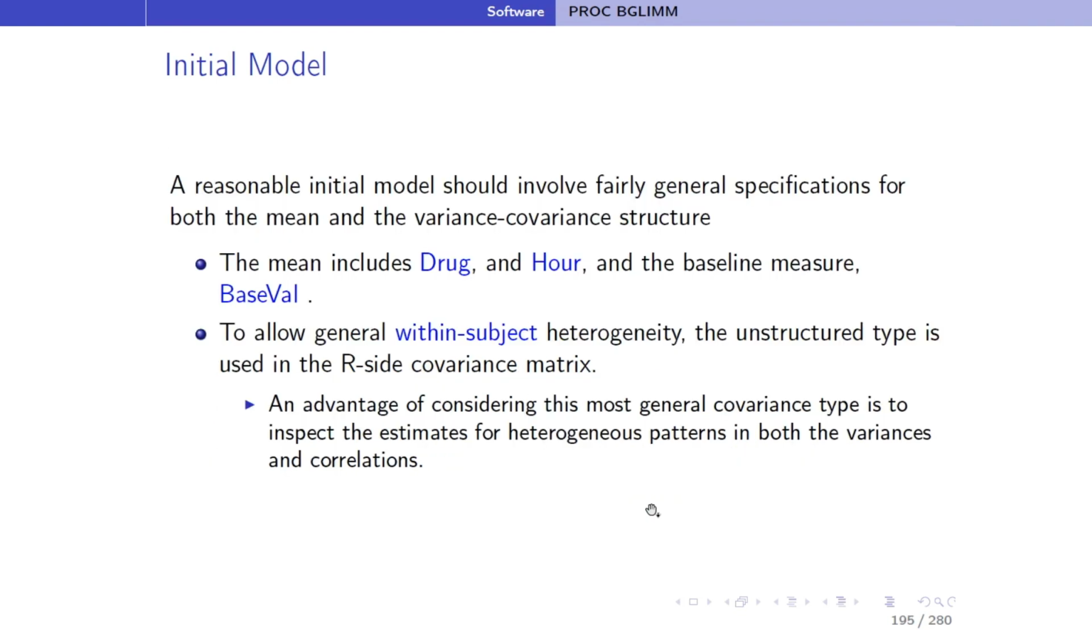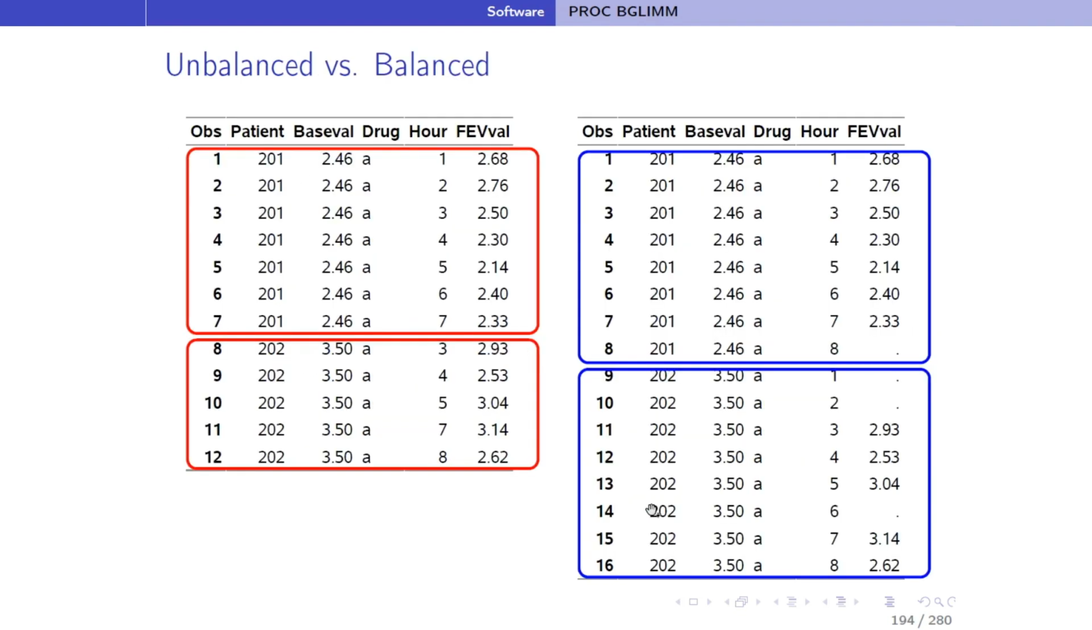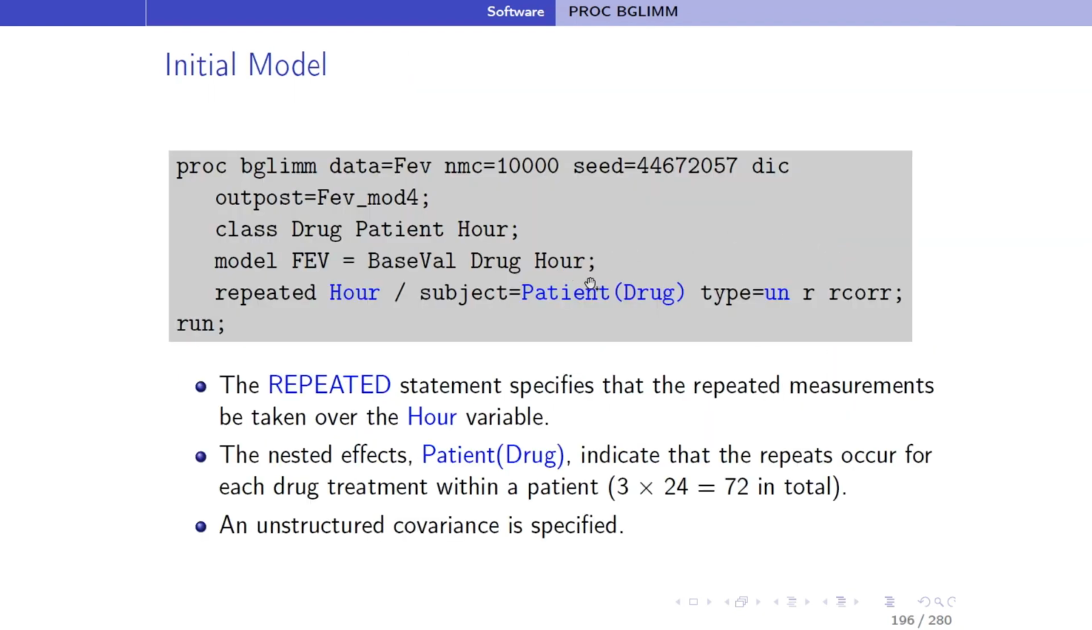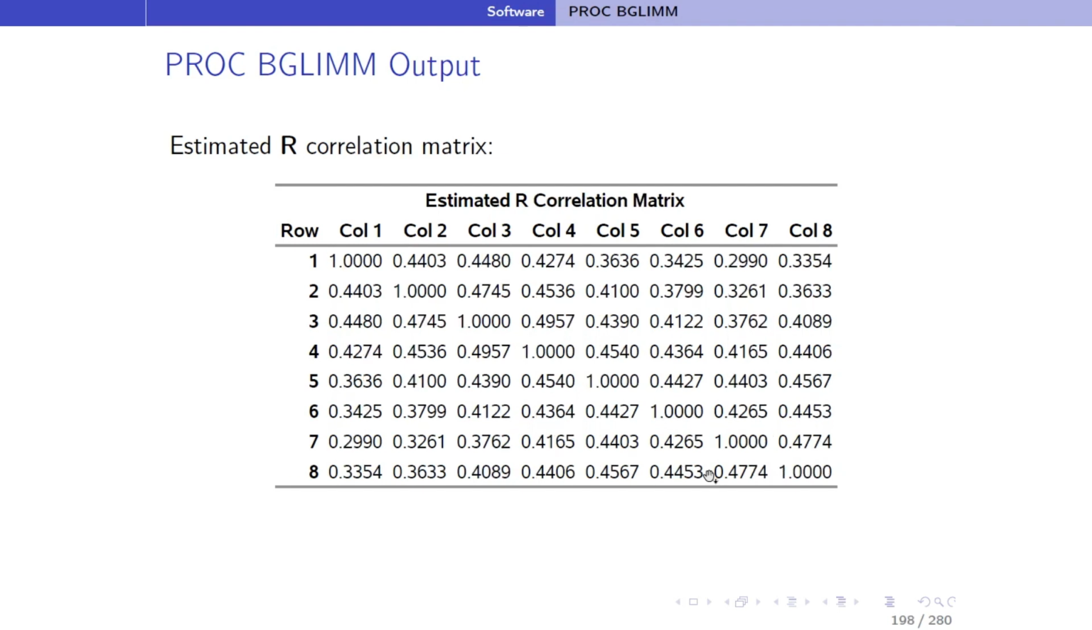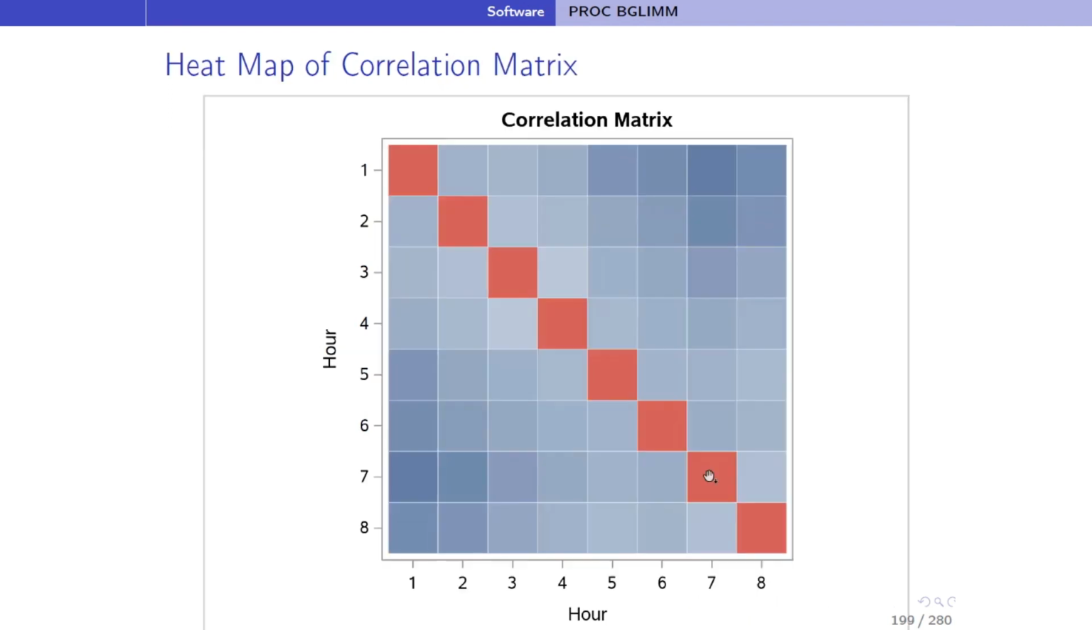Going back to see the data, my first person is given drug A at several times, but the same person is given drug B and different treatments as well. That's why there is a patient within drug option to have different groups. And then it estimated the R-side covariance matrix for this. Again, it's all done for the correlation matrix as well.